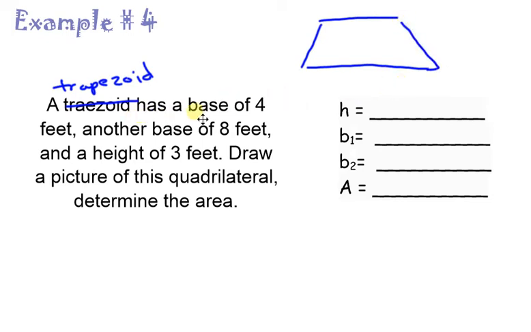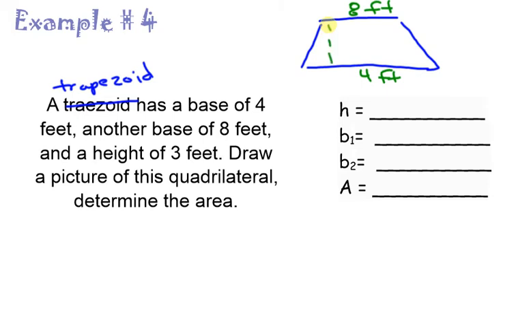All right. A trapezoid has a base of 4 feet and another base of 8 feet and a height of 3 feet. Draw a picture of this quadrilateral. Determine the area. Okay, so it says one base is 8 feet. One base is 4 feet.